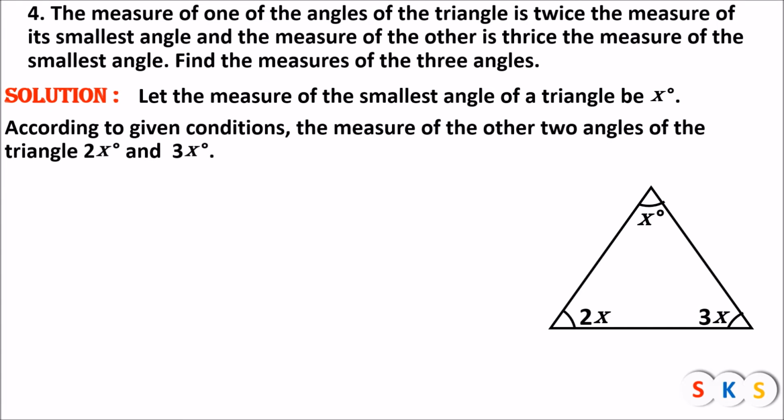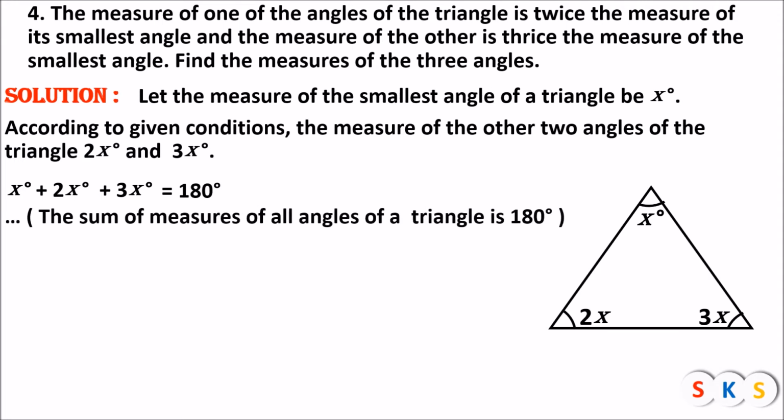Now we know the sum of measure of all three angles of a triangle is 180 degree. Therefore measure of first angle plus measure of second angle plus measure of third angle equals to 180 degree. X plus 2x plus 3x will be 6x equals to 180. Now we will shift 6 that side. X equals to 180 upon 6. Therefore x equals to 30 degree. So here we got the measure of one of the angle of this triangle, that is 30 degree.